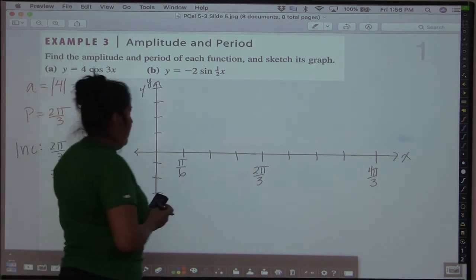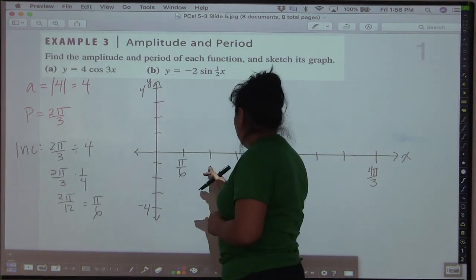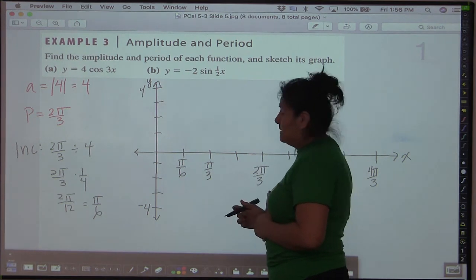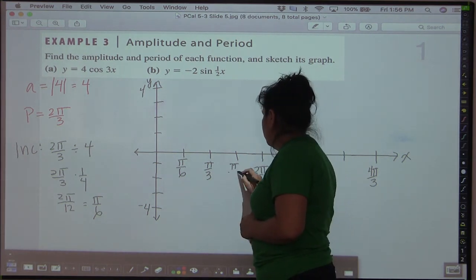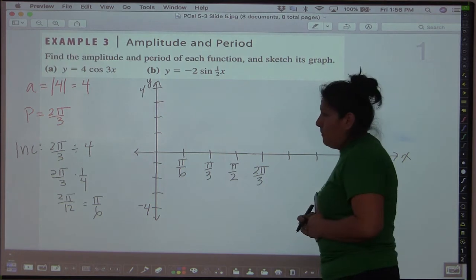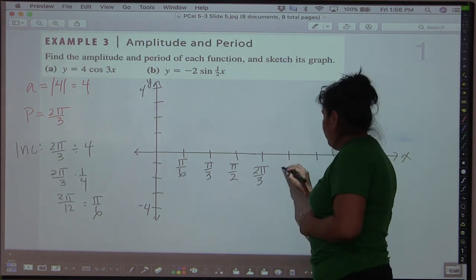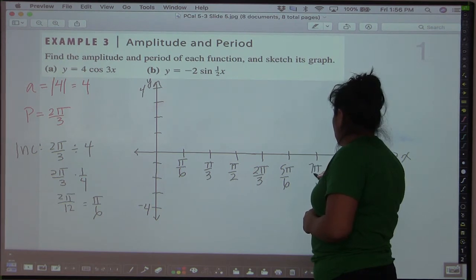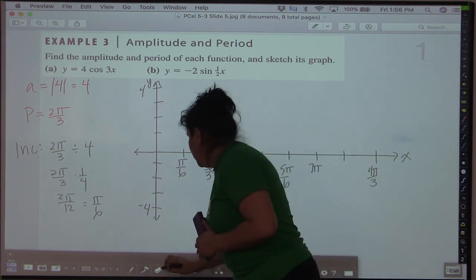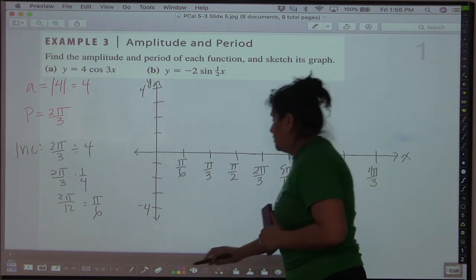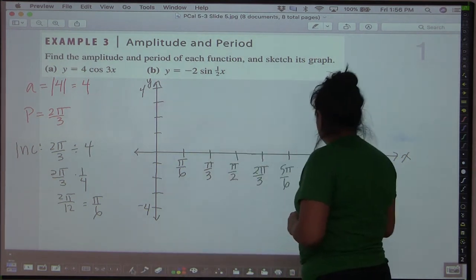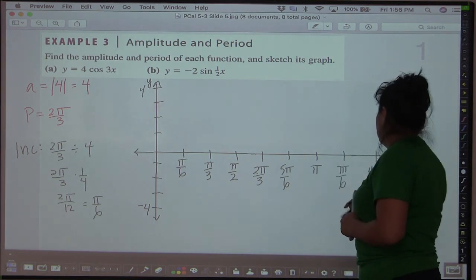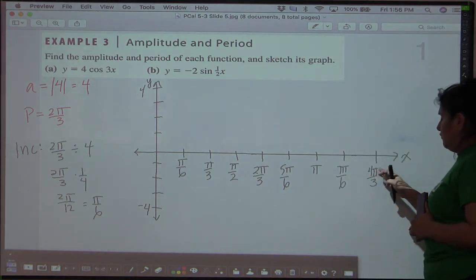So this is 1 pi over 6. The next one would be 2 pi over 6, which is pi over 3. And then it would be 3 pi over 6, which is pi over 2. And then it would be 4 pi over 6, which is 2 pi over 3, then it would be 5 pi over 6, then it would be 6 pi over 6, but what is 6 pi over 6? 6 pi over 6 is just pi, and then 7 pi over 6, and then lastly would be 8 pi over 6, which is 4 pi over 3.